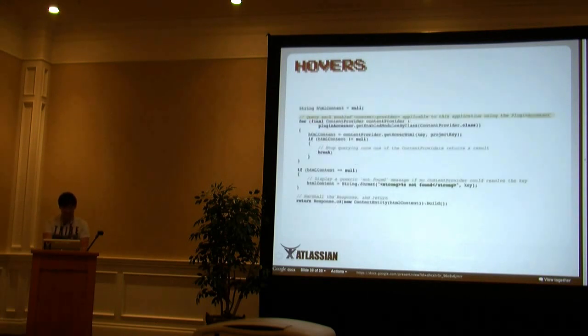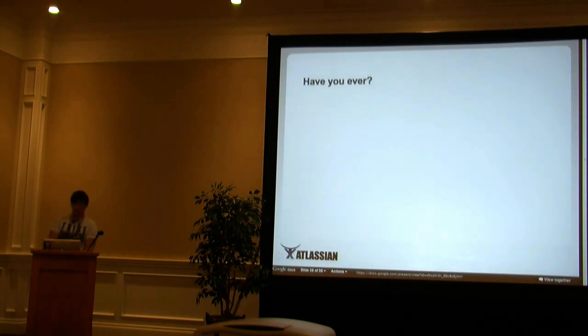And here, I won't go into too much detail, but here's just where we're querying the plugin accessor, looking for all of those content provider classes which have been installed locally, and using them in a nice generic way to try and find hover HTML for a particular key. All right, I think that's enough about the plugins framework. Let's move on to the next component.